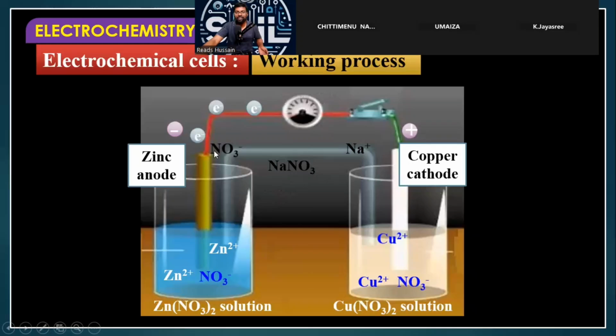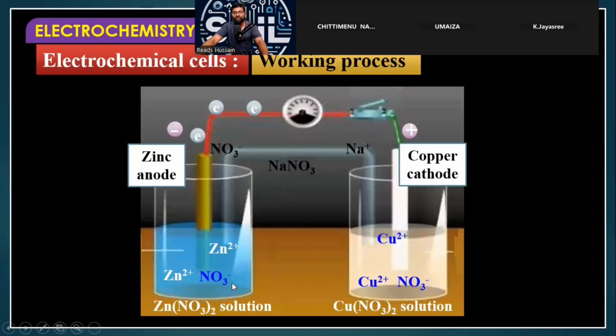Here the flow of electrons will be from anode to cathode, from zinc rod to copper rod. But the flow of current will be reverse. Sorry, the flow of current will be reverse. Current will flow from copper rod to zinc rod, that is cathode to anode. The electrons move from anode to cathode, but current will move from cathode to anode. Just remember. This process will take place as long as there is balance in the charges of both the cathodic and anodic cells.